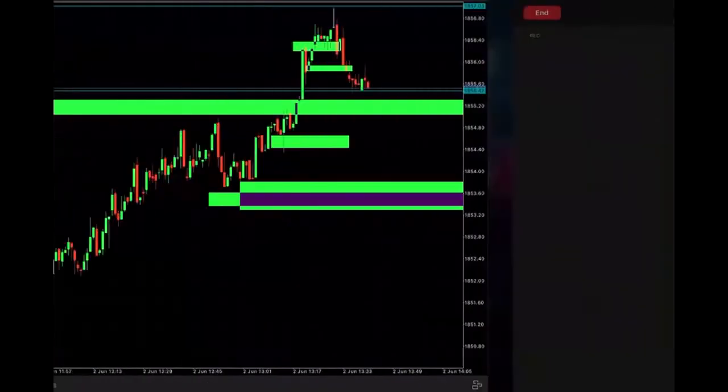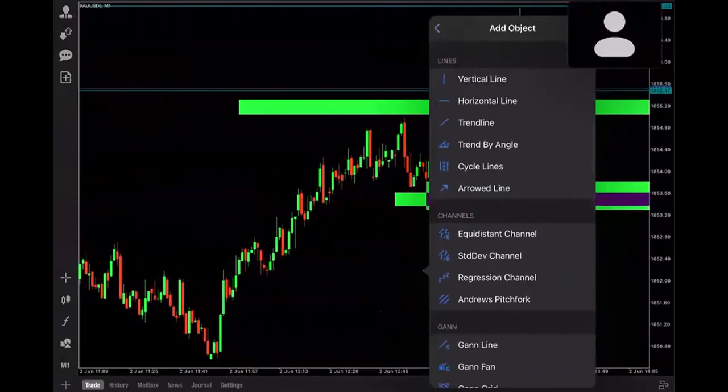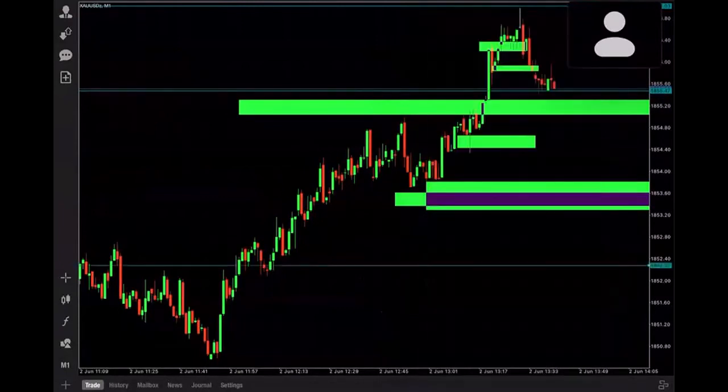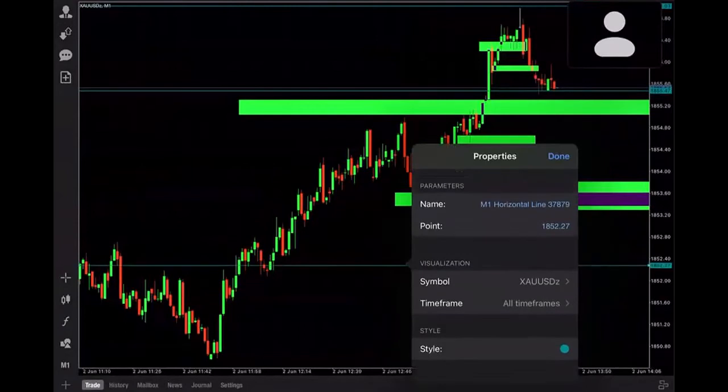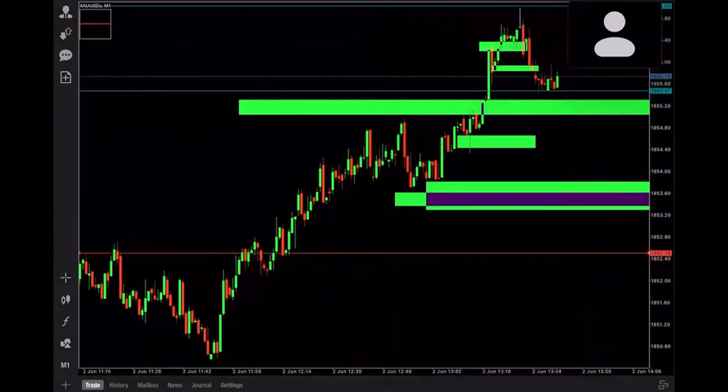What to use for the line? Repeat that again. You just press add object and put horizontal line. You can choose the color at the properties. So that's it.